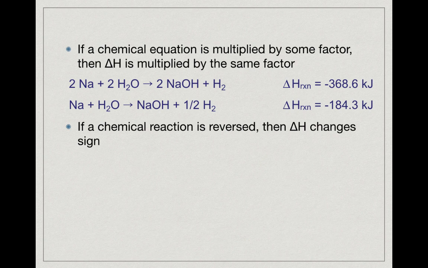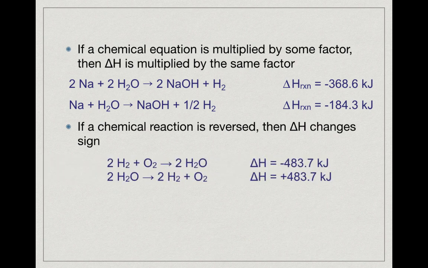If a chemical reaction is reversed, then delta H just changes the sign, but the quantity of delta H, or the magnitude of delta H, remains the same. So here we have 2H2 plus O2 going to 2H2O. That has a delta H of negative 483.7. Or if we reverse that to say 2H2O goes to 2H2 plus O2, then the delta H has the same quantity, 483.7, but now it's positive because the reaction is now endothermic, but it's endothermic in the same amount that the reverse reaction was exothermic.